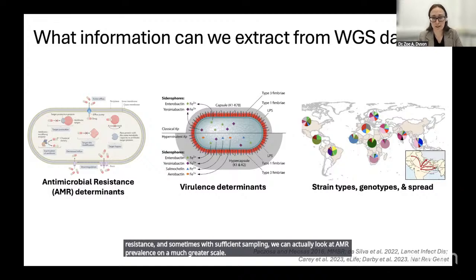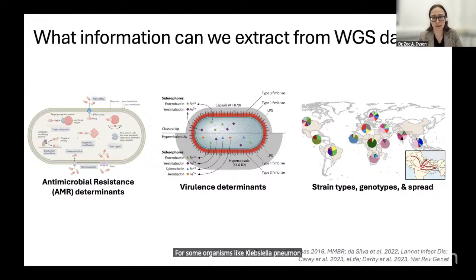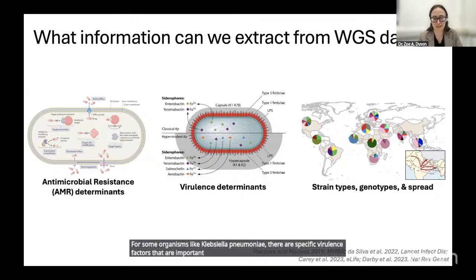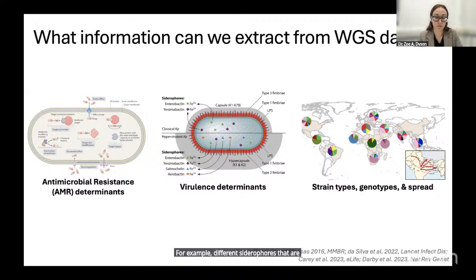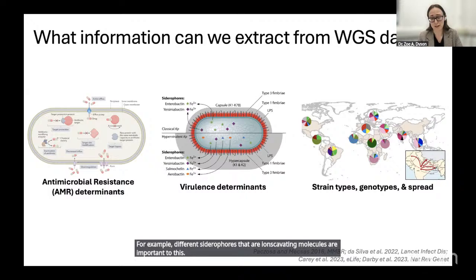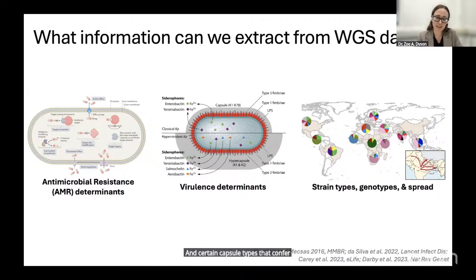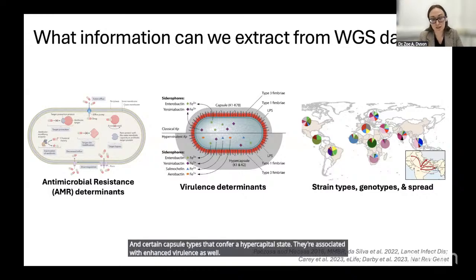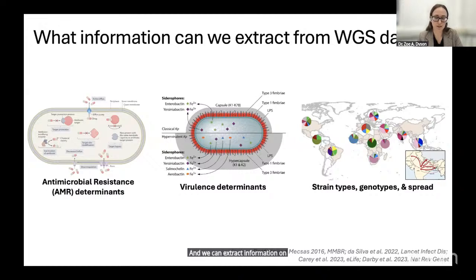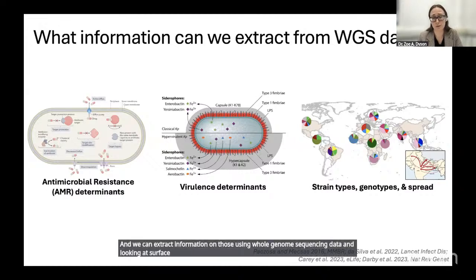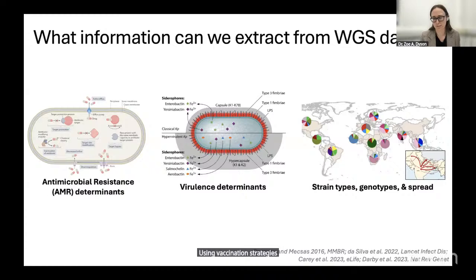For some organisms like Klebsiella pneumoniae, there are specific virulence factors that are important for community infections in healthy individuals. For example, different siderophores that are iron scavenging molecules are important to this, and certain capsule types that confer a hypercapsule state that are associated with enhanced virulence as well. And we can extract information on those using whole genome sequencing data, and looking at surface antigens like capsules can be really informative for how we think about targeting different pathogen populations circulating in different regions using vaccination strategies, and it can help guide some of those.